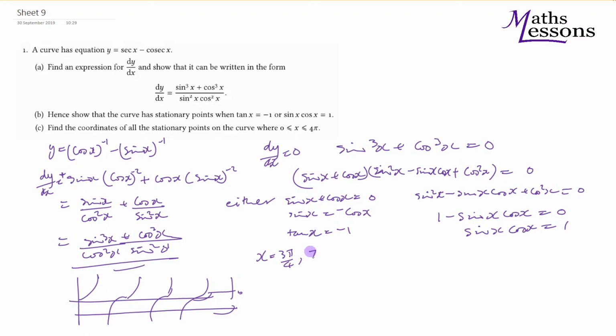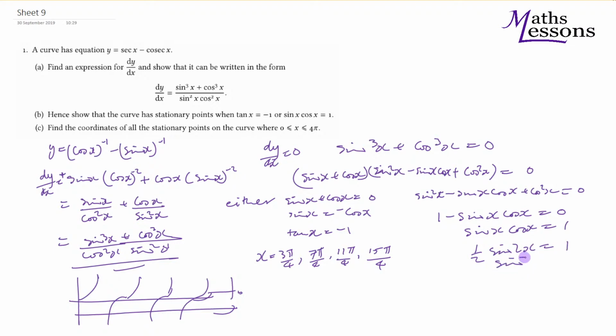And the next one's at 7 pi by 4, because tan repeats every pi. And then the next one, 11 pi by 4, and then 15 pi by 4. There's no need to go further because further will take us past 16 pi by 4, which is 4 pi, our top value. Now from this we can see that half sine 2x is equal to 1.